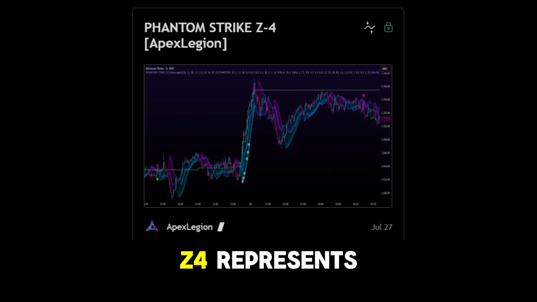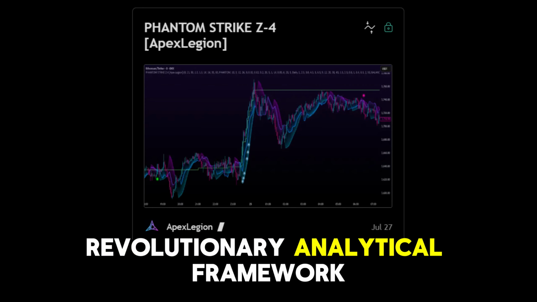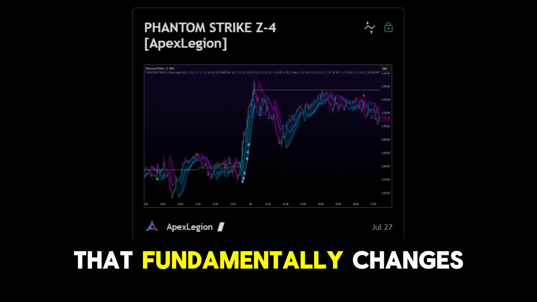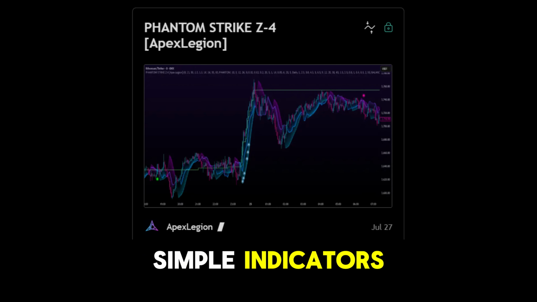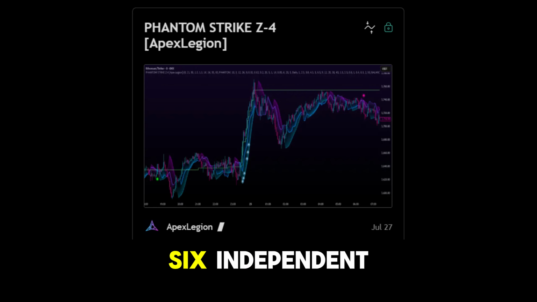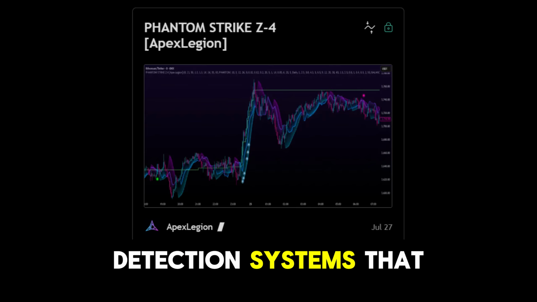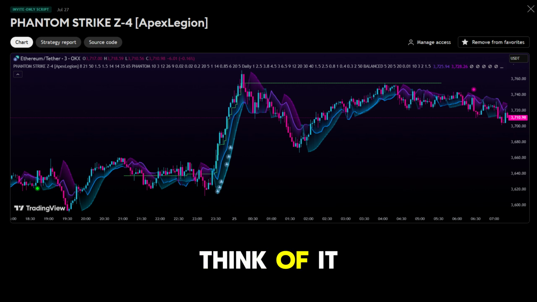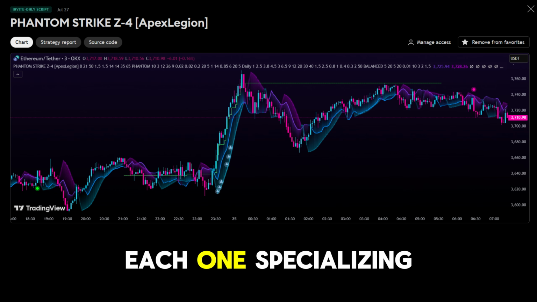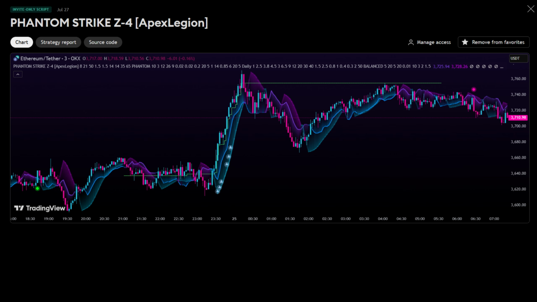The Phantom Strike Z4 represents a revolutionary analytical framework that fundamentally changes how we approach cryptocurrency trading. Unlike simple indicators that look at just one aspect of the market, Z4 operates through 6 independent detection systems that analyze distinct market dimensions simultaneously. Think of it like having 6 expert traders all working together, each one specializing in different aspects.